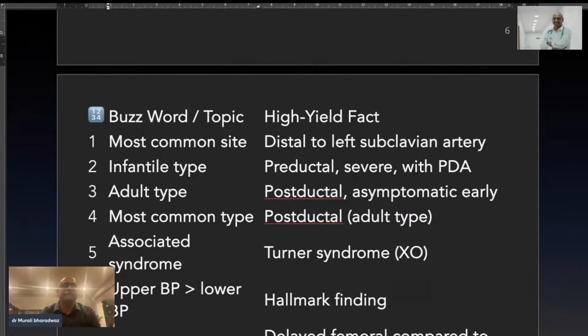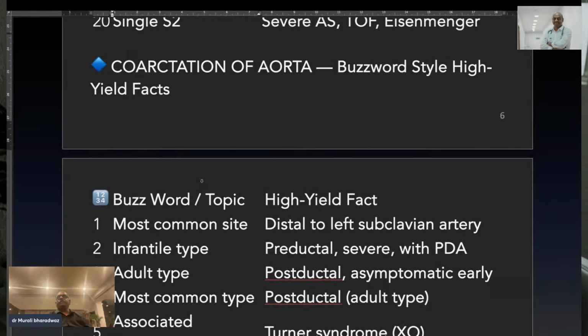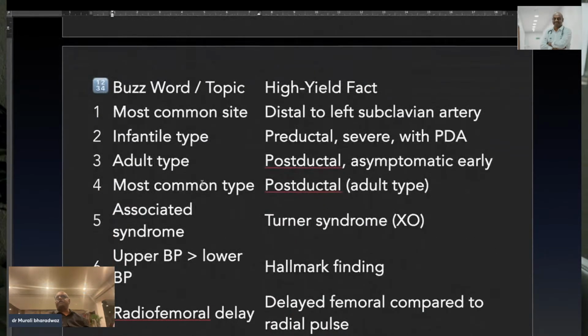Medicine itself is a huge chunk. Now, if you look at coarctation of aorta, what are the 20 points? The most common site where the narrowing of the aorta occurs is after the origin of the left subclavian artery. Then you have the patent ductus arteriosus, which connects the aorta with the pulmonary artery.